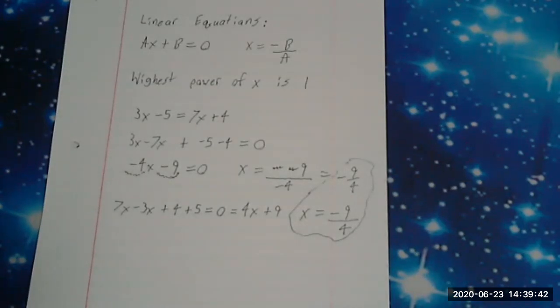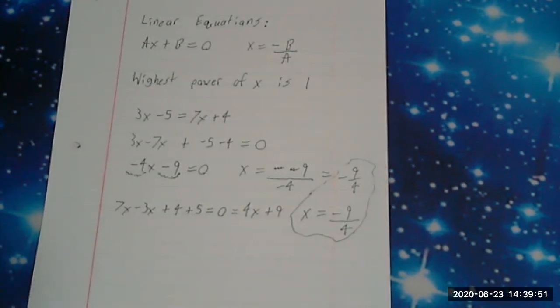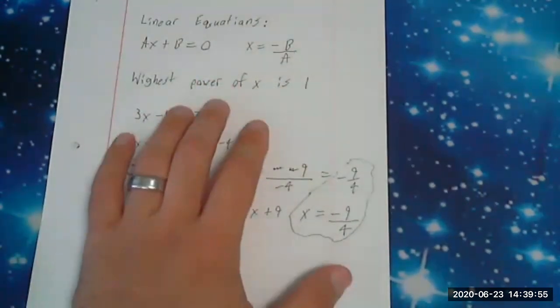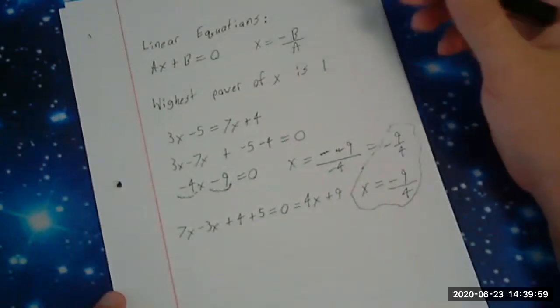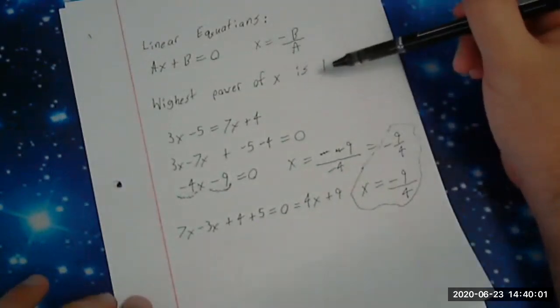Okay, so the next thing that comes up is quadratic equations. This is how we do things. We start with the simplest case, and then we build up. So for linear equations, the highest power of x is 1.